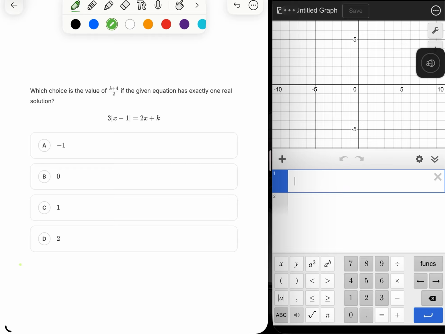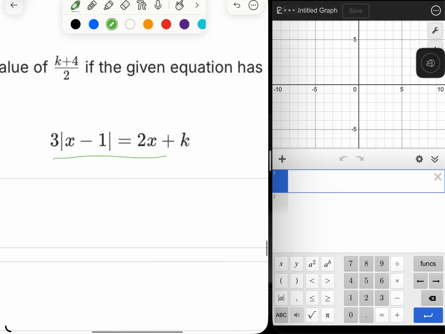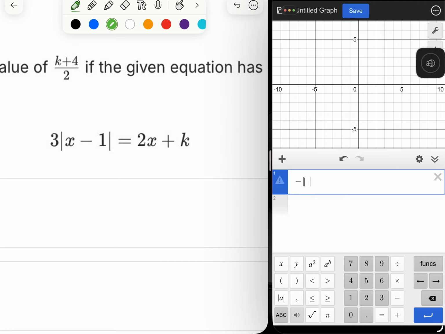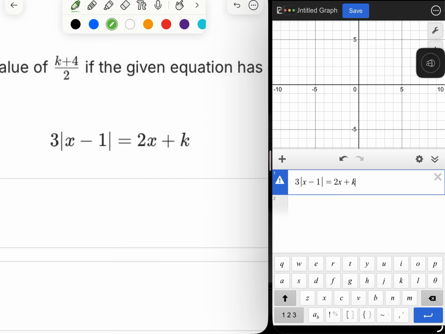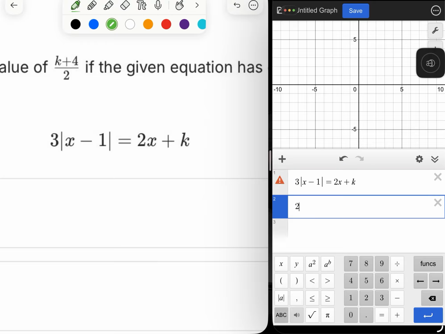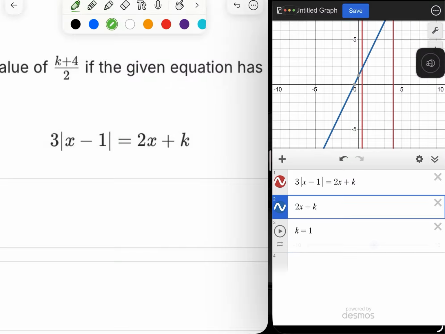So first things first, we're only really given one thing here. We're given this equation and there's a constant involved. So let's just first write that in. So you have 3 times the absolute value of x minus 1 equals 2x plus k. Actually, we're going to put these on separate lines because Desmos doesn't register it if you type it as an equation.